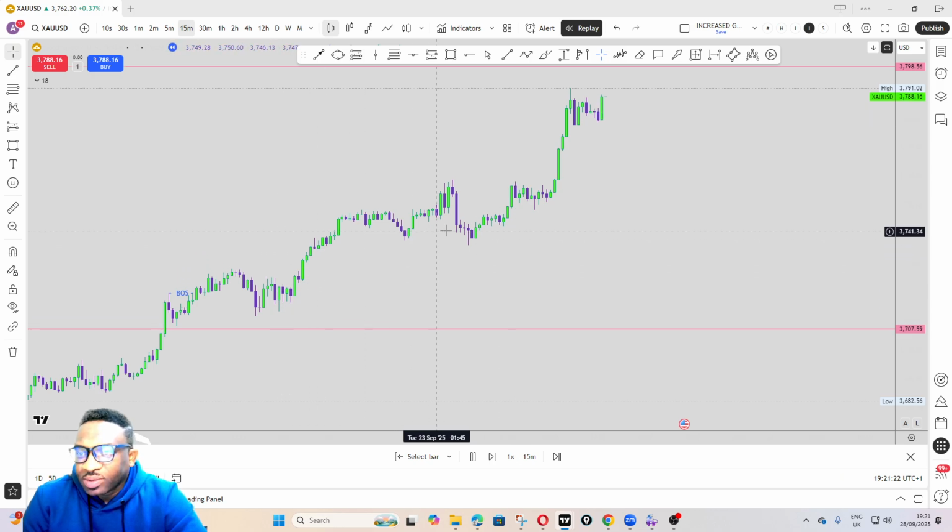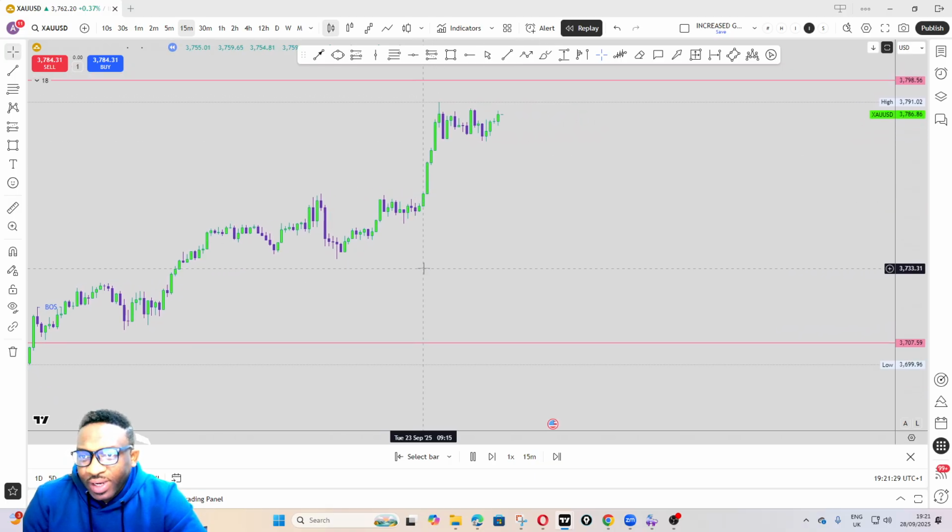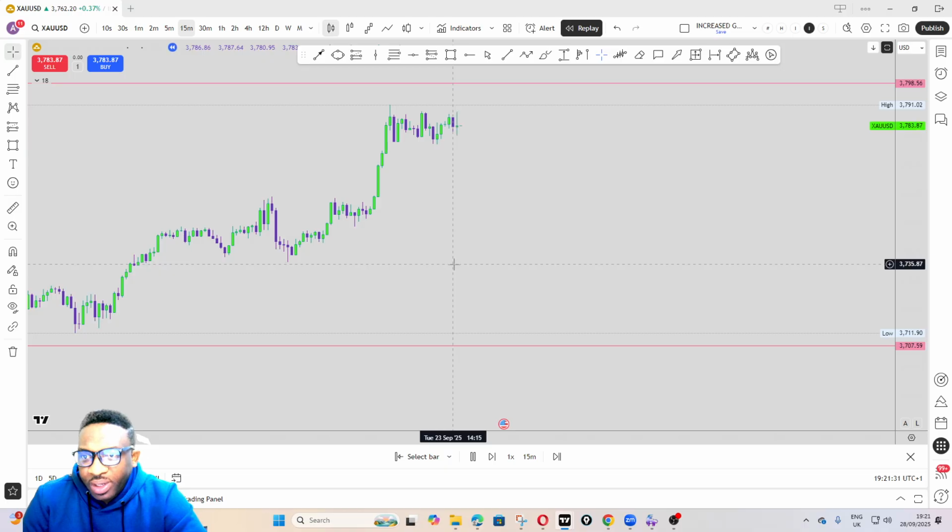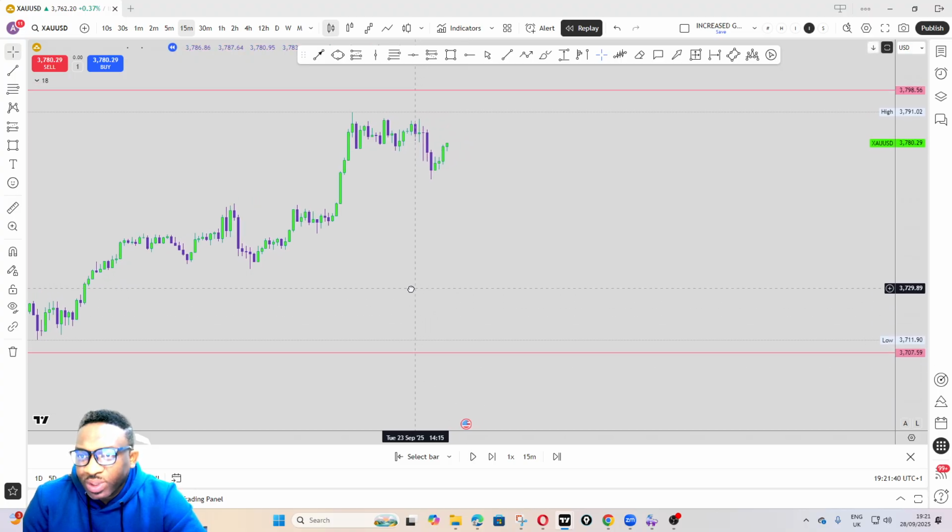So all these things would have been tradable opportunities to the upside. But here our focus is to find an area of reversal. Okay, let's pause this. We have a situation here.